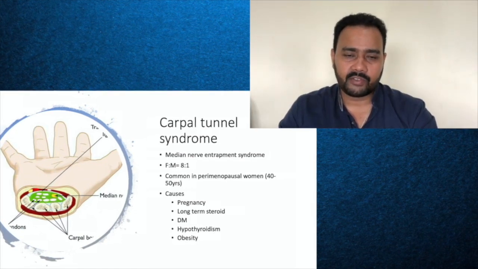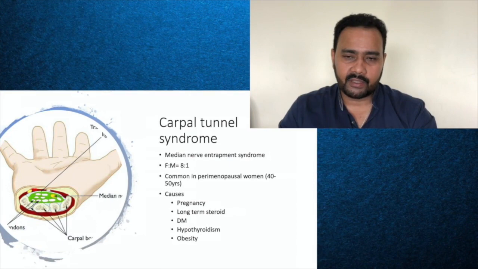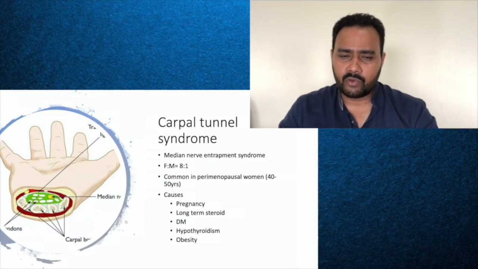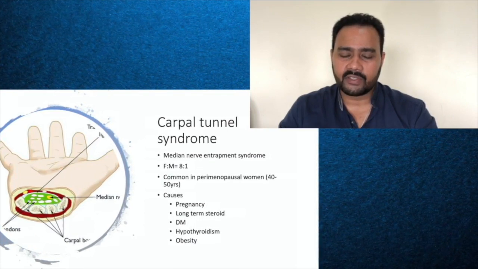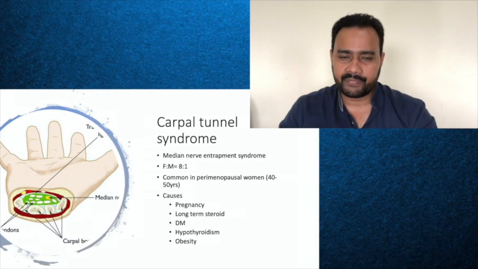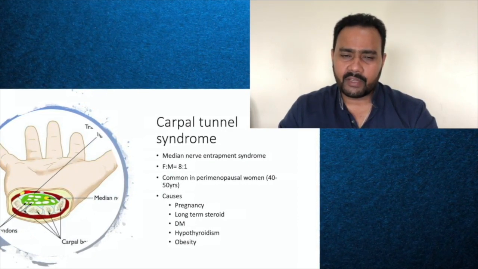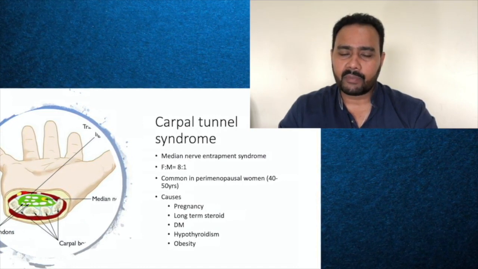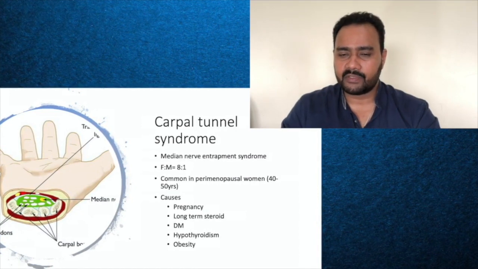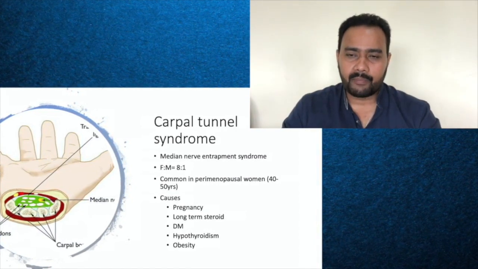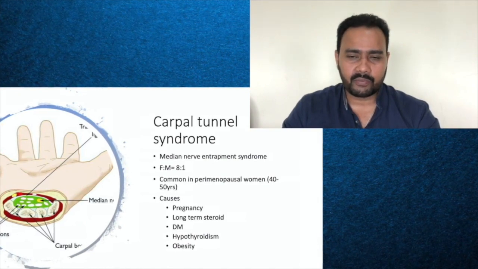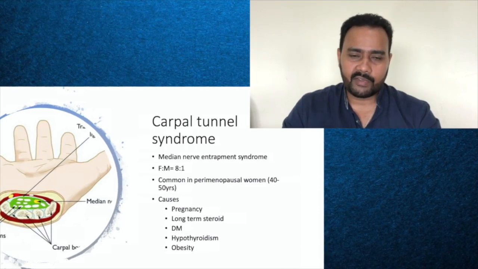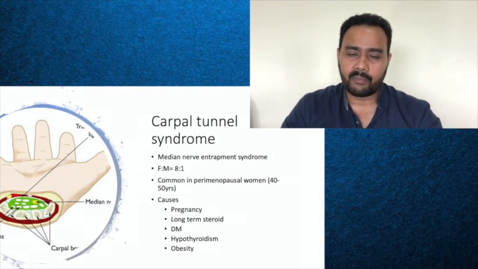You can see there is a median nerve here, within the carpal tunnel, and this space is very, very dense. There is no space other than this, whatever the structures in this area, it is very dense. So even a slight inflammation, even just a slight swelling or edema in this region, will compress the median nerve. That is what we call carpal tunnel syndrome. The other name for carpal tunnel syndrome is median nerve entrapment syndrome. So the median nerve will be entrapped whenever somebody develops carpal tunnel syndrome.